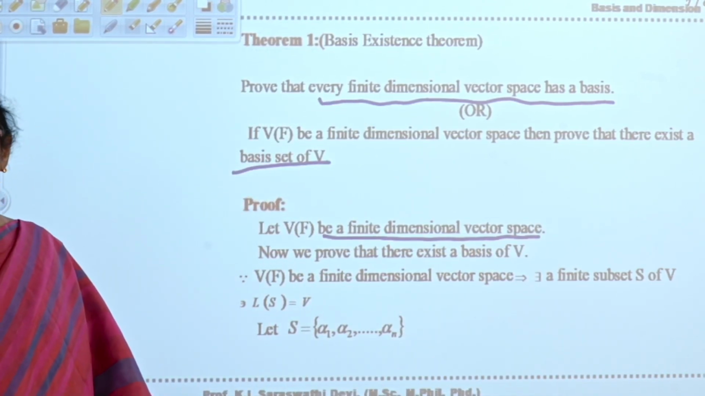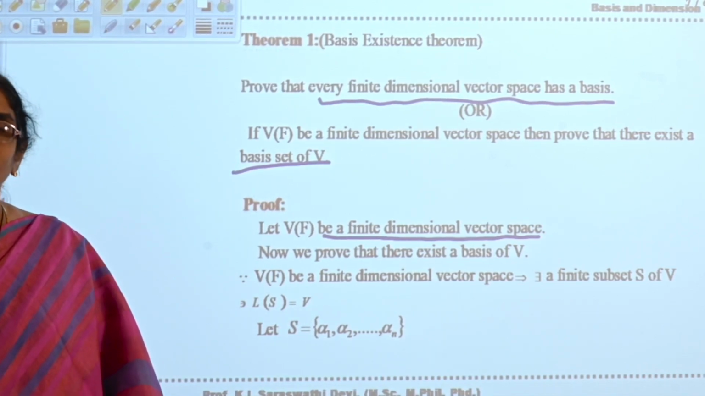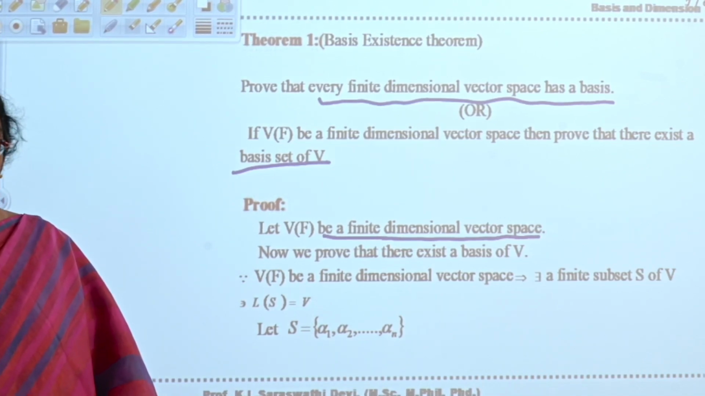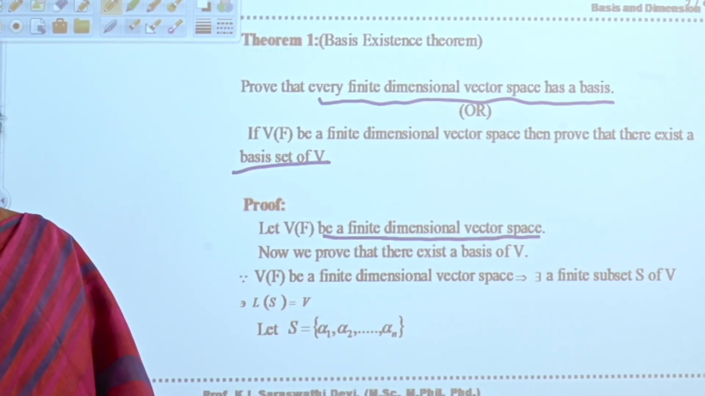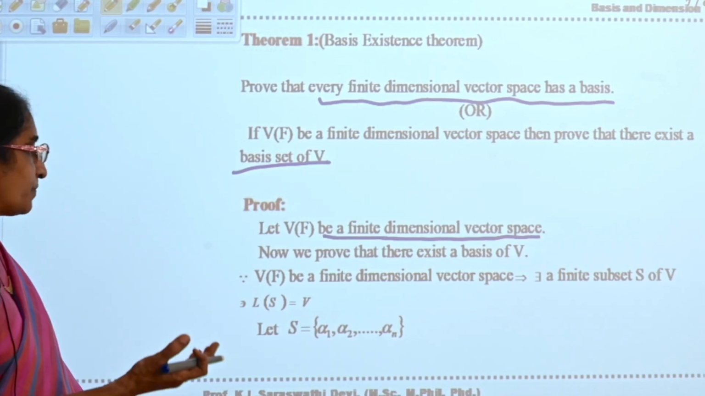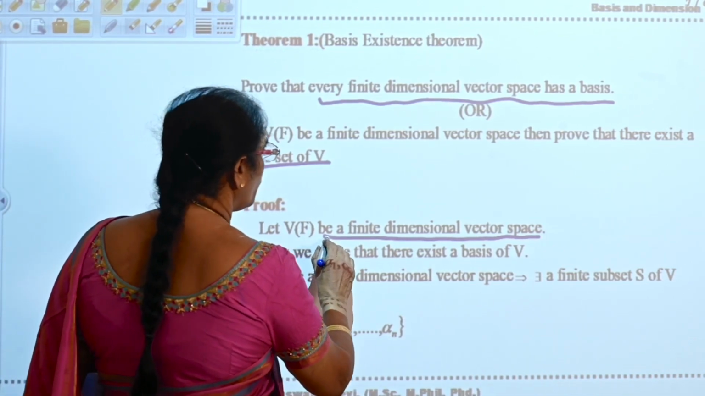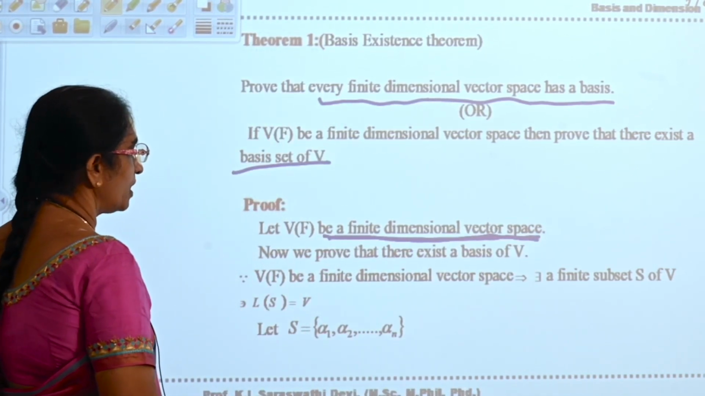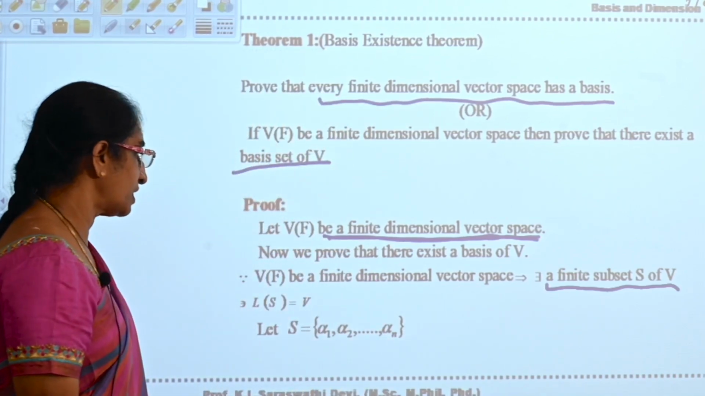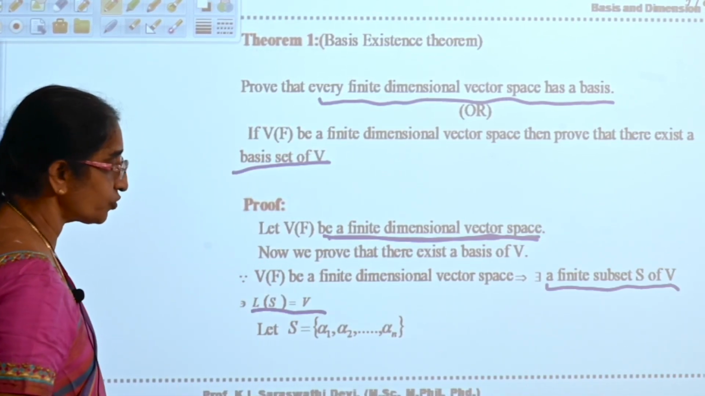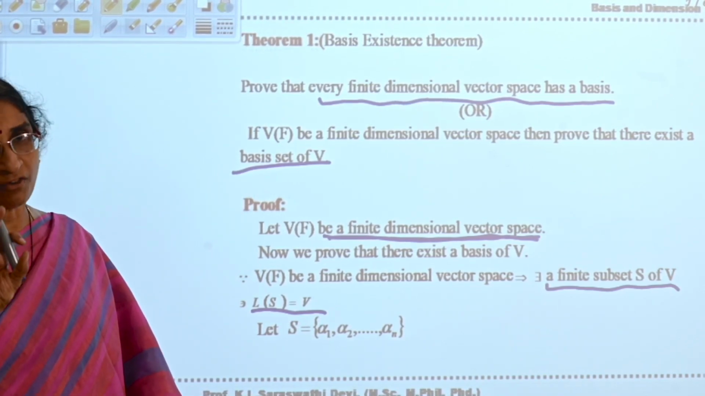How are you able to say this? When will you say that any vector space is finite dimensional? If there exists a finite subset S of V such that L of S is equal to V. What is given to you? V of F is a finite dimensional vector space. Since V of F is a finite dimensional vector space, there exists a finite subset S of V such that L of S is equal to V. Now you have S, which has a finite number of elements, and L of S is equal to V.